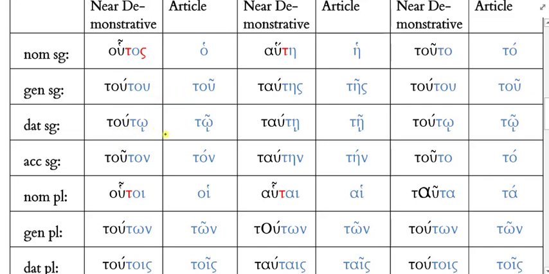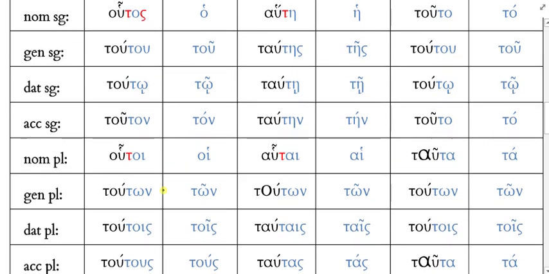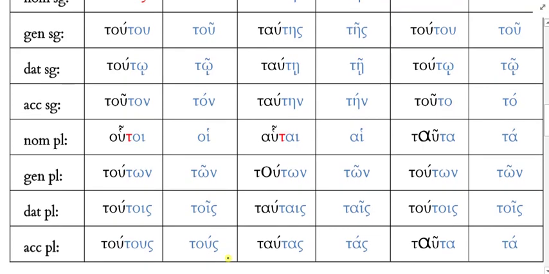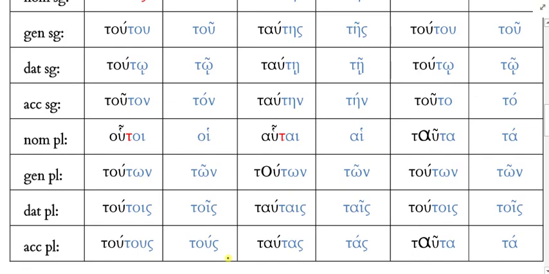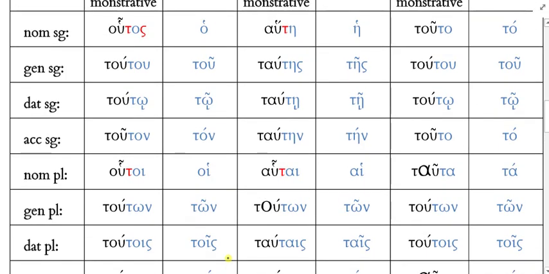All right, next, toutō. Looks like tō at the end. Toutón. Looks like the article tón. Houtoi. Okay, so notice that the article's form is hoi. So that's similar, except I have the tau here, right? No tau in the article. Toutōn shares the tōn ending. Toutois looks like tois there. And toutous has the shared form of the article there. Toutous, tous.